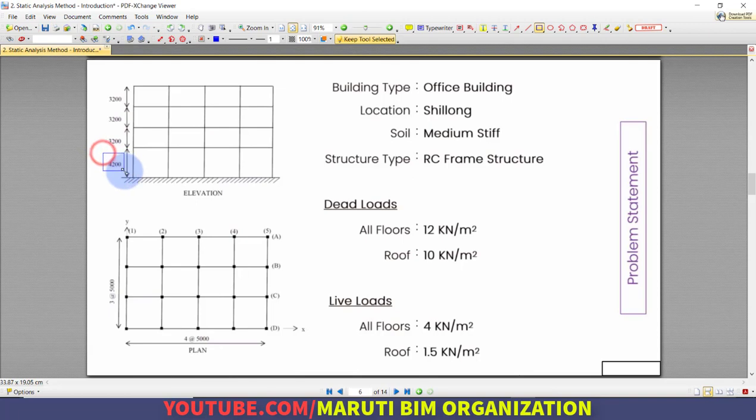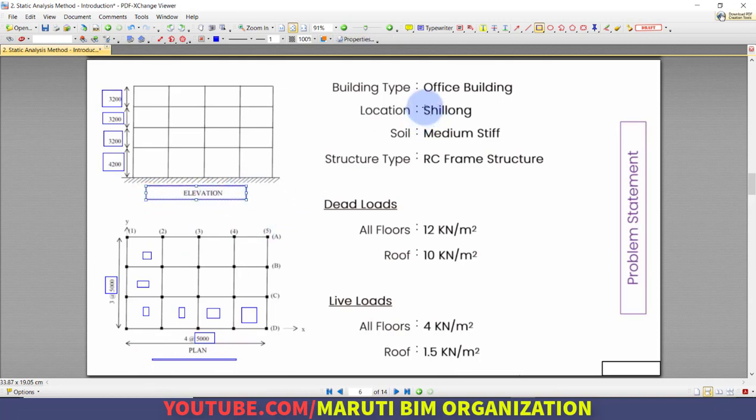Our first storey height is 4200, that is 4200 mm, and the rest of the floors' height is 3200 mm. Our building has four spans horizontally, 1, 2, 3, 4, and 3 spans vertically. Each and every span has a distance or spacing of around 5000 mm. So this one is the plan of the building and this one is the elevation of the building.